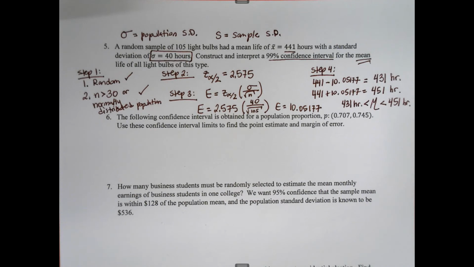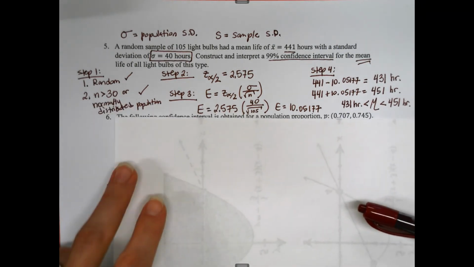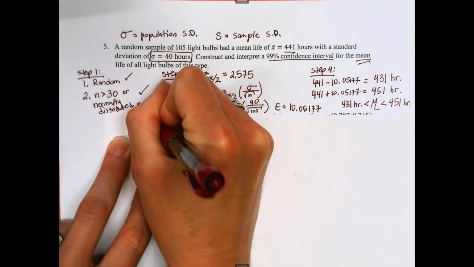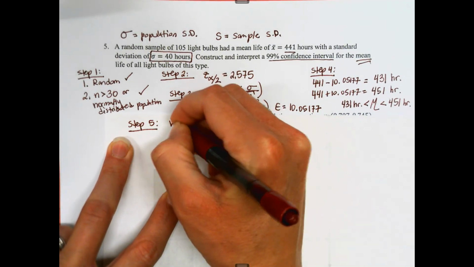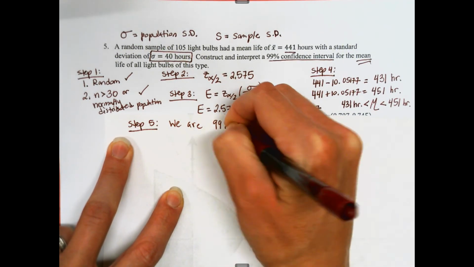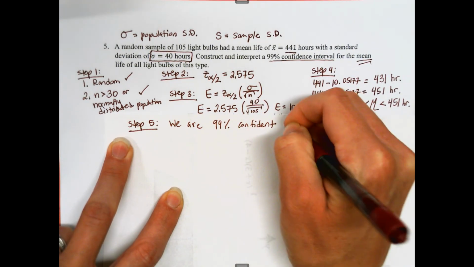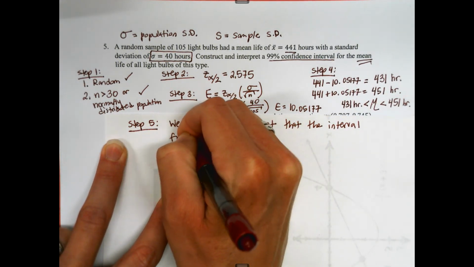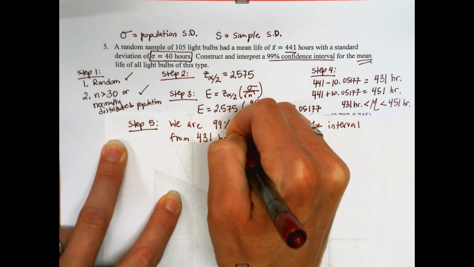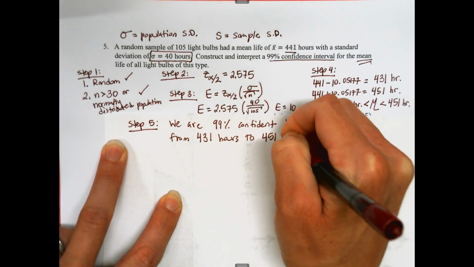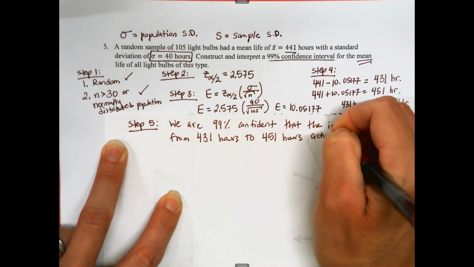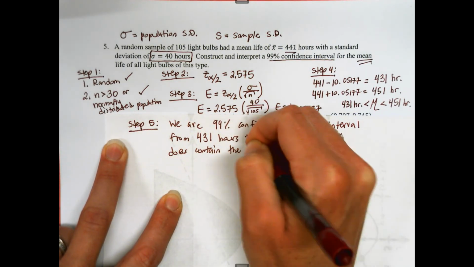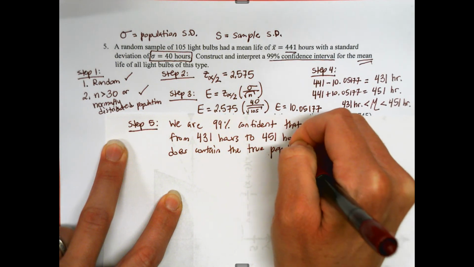And our final step then is to write down our interpretation. So step number 5, we would say we are 99% confident that the interval from 431 hours to 451 hours actually does contain the true population mean.